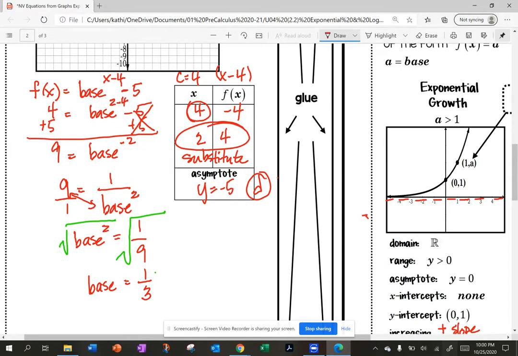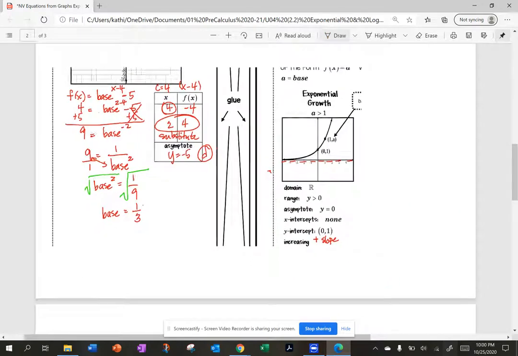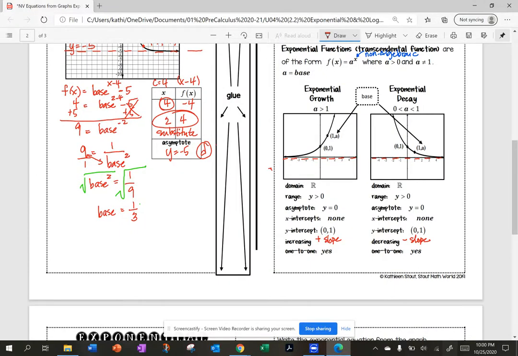So now I'm going to rewrite my equation. My general equation, so I'm going to substitute this in. This is f of x equals my base, which is 1/3, raised to the power x minus 4, minus 5. How did you do?